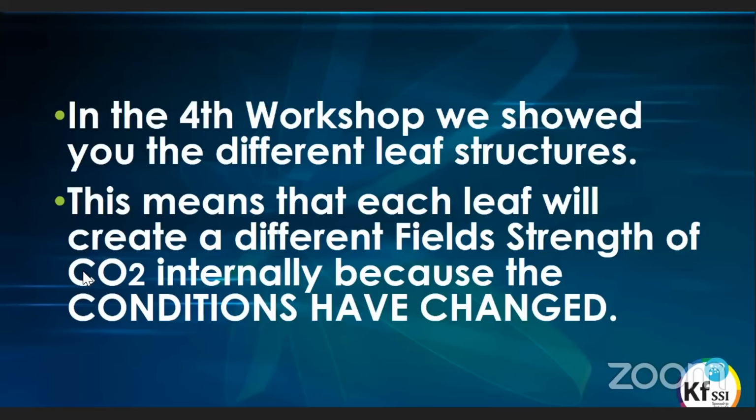So in the fourth workshop, we showed you the different leaf structures, different shapes. What this means is that each leaf will be creating a different field strength of that CO2 internally, because the conditions have changed. And by the conditions having changed, we mean it's just the different shape of that leaf.